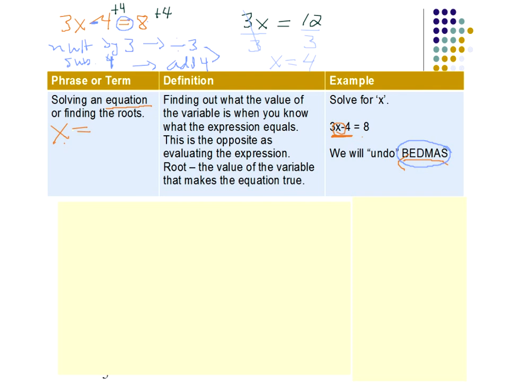So I can check this. I can plug in x equals 4 into that expression and see if I get the answer of 8. So this is a check. 3 times 4 minus 4. Now, because I'm evaluating, I'm going to actually do BEDMAS. So I'm going to multiply first. This is 12, subtract 4. This indeed equals 8. And so I know I have this correct.